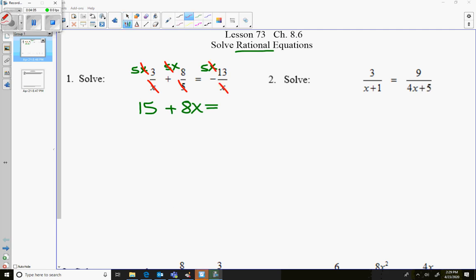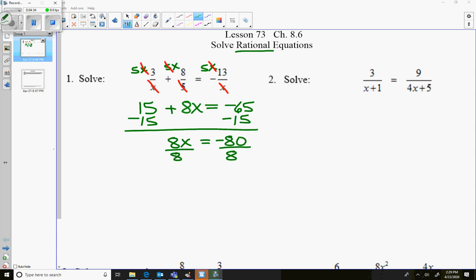And then here, the x's cancel. So what we're left with is a negative 5 times 13, which is negative 65. Now we have an equation without any fractions. Much easier to solve. So subtract 15. 8x equals negative 80. Divide both sides by 8. x equals negative 10. Now, is that our answer?